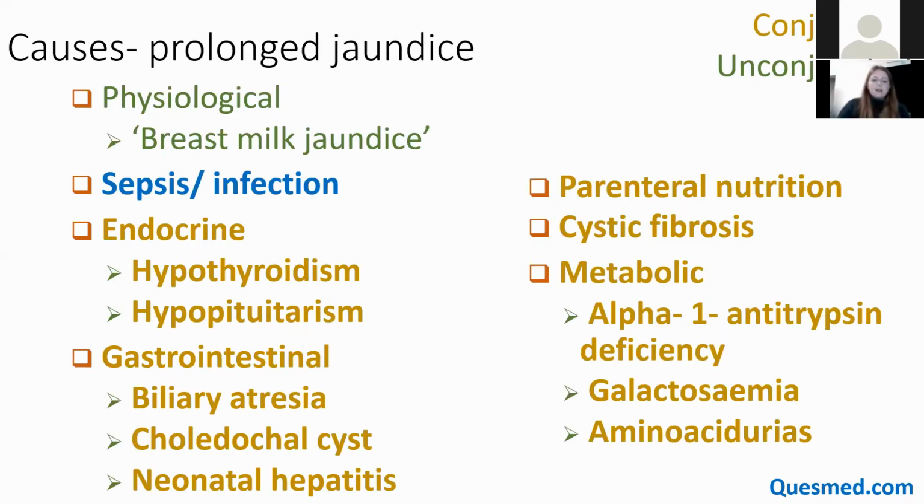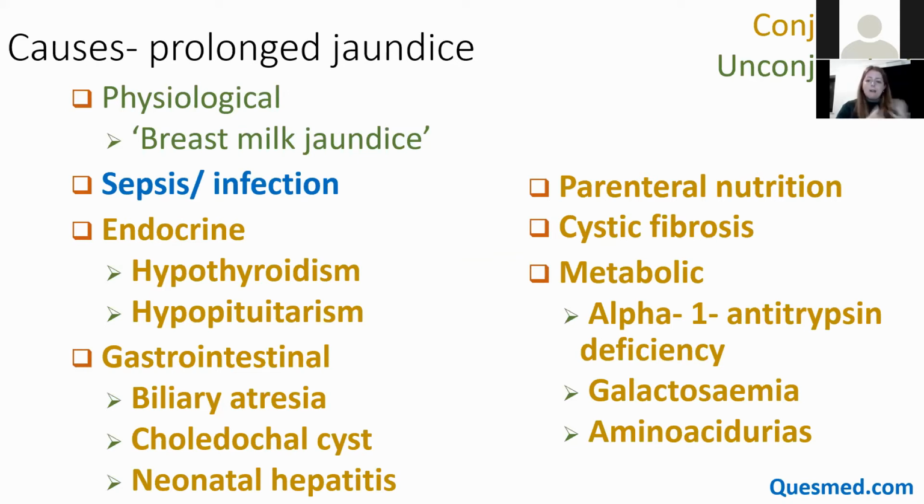And then moving on to our next time period. Jaundice that is still present beyond 14 days of life is what we call prolonged jaundice. It's helpful to break this down into conjugated, unconjugated, or mixed levels of hyperbilirubinemia. So if you've got conjugated hyperbilirubinemia post 14 days, it's most likely to be physiological, and sometimes if it's associated with breastfeeding, it's called breast milk jaundice.